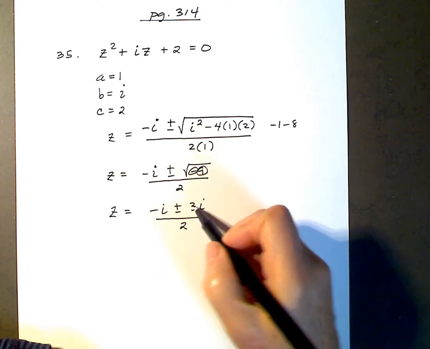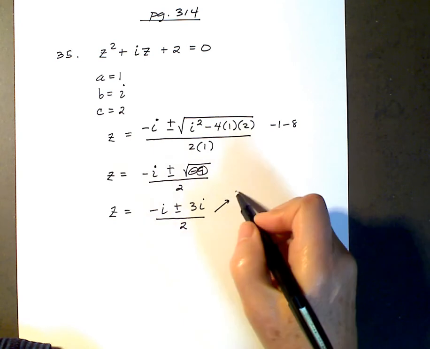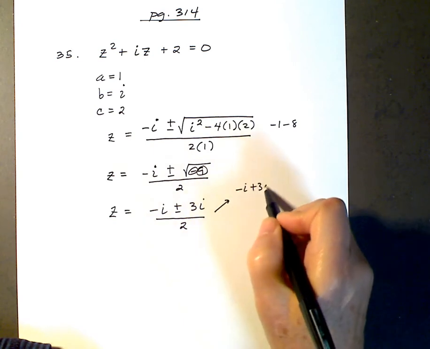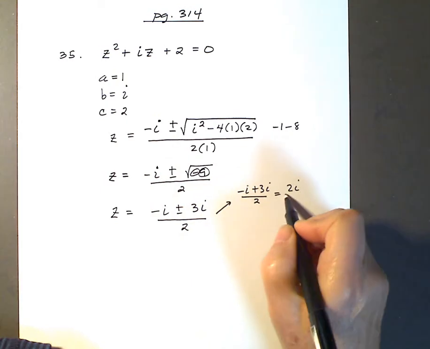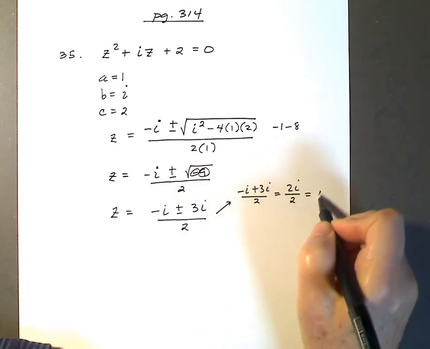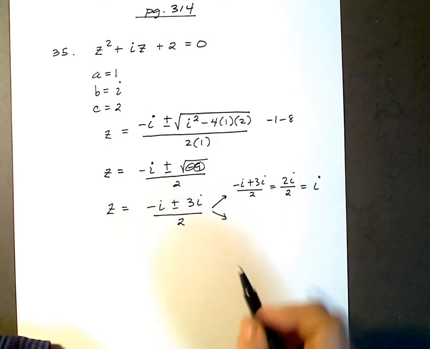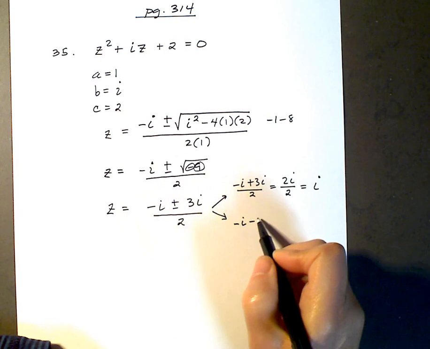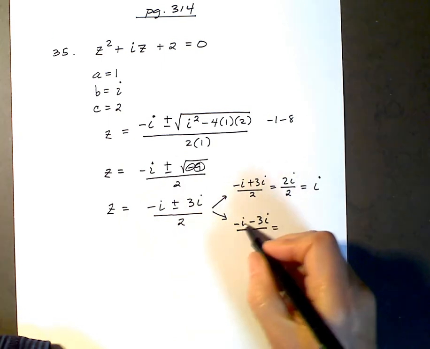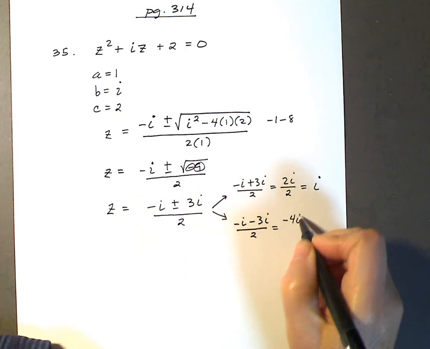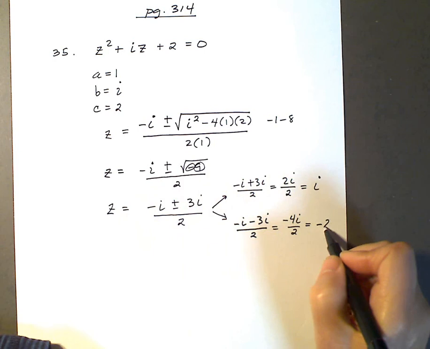So now this is really two solutions, and to simplify it, the negative i and the 3i are like terms. So on the plus path, I have negative i plus 3i over 2, which is 2i over 2, which is simply i, 1i. And on the minus path, I have negative i minus 3i over 2, which is negative 4i over 2, which is negative 2i when I simplify it.